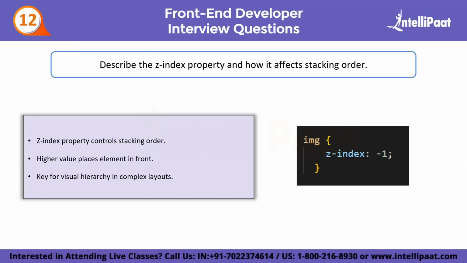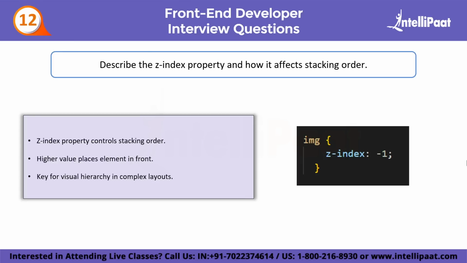The answer to this question would be, the z-index property in CSS controls the stacking order of elements on a web page. When elements overlap, the z-index property determines which element appears in front of the other elements. An element with a higher z-index value appears in front of elements with lower z-indexes. Elements with the same parent are stacked according to their z-index values, with higher values appearing in front.